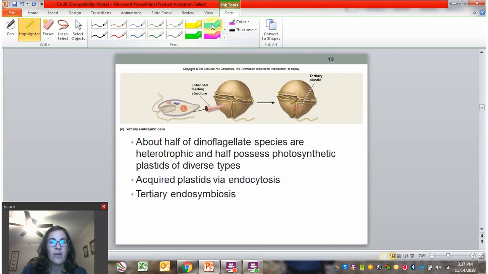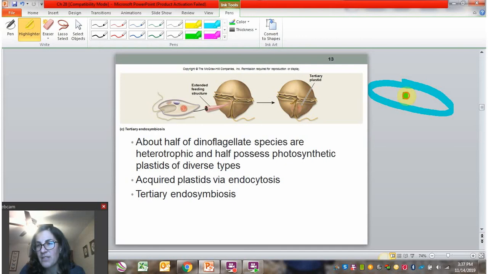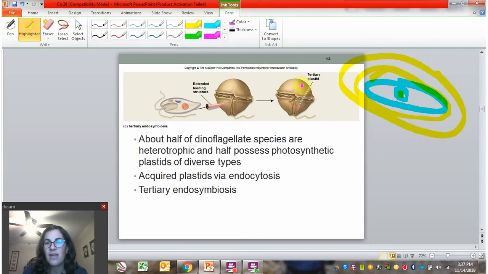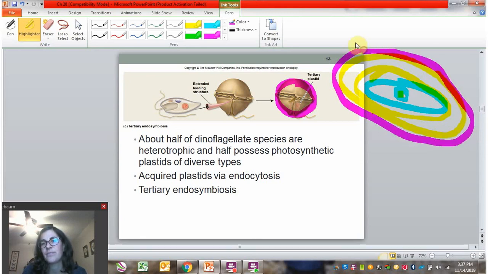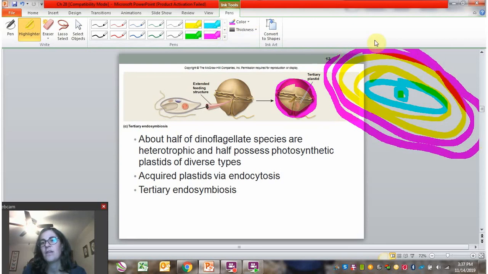So let me go back to my drawing. My drawing's getting pretty complicated here. So I had that original cell. There's my bacteria. It got wrapped in this membrane. Then I had my second type of cell. It wrapped this in membrane inside of that cell. And now I have another type of cell that's going to eat this. So again, you get additional layers of membrane when tertiary endosymbiosis happened.